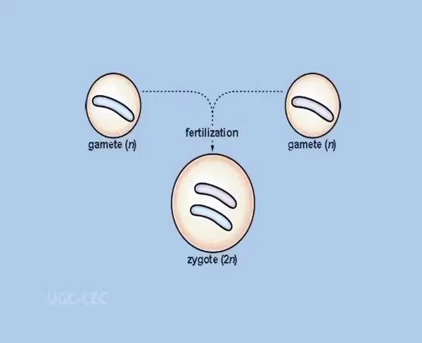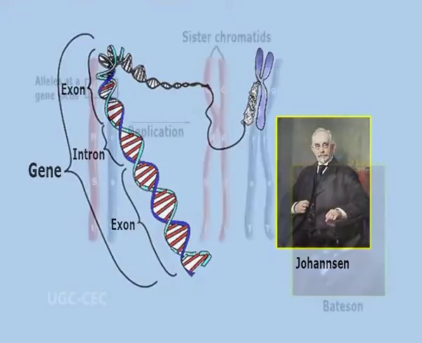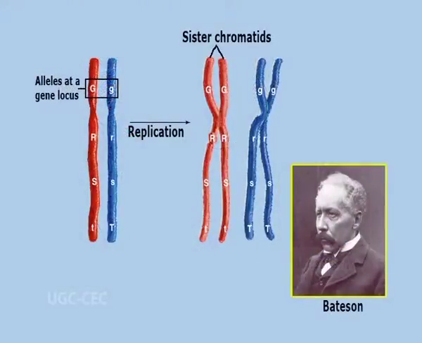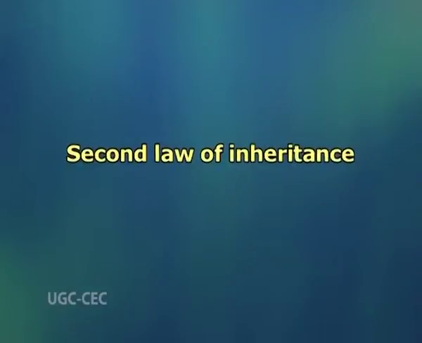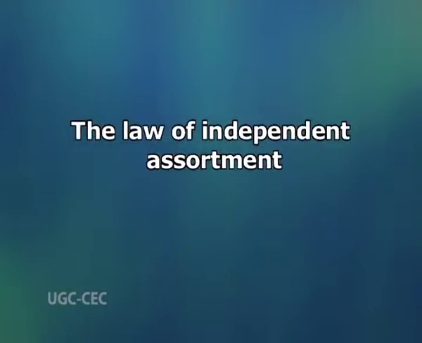During fertilization, both units come together through the gametes so that the next generation receives a complement of units from each parent. Later, a geneticist, Johansen, coined the term genes for the word factors used by Mendel, and the term allele was later coined for the units that make up a factor controlling a trait. Second law of inheritance, the law of independent assortment.